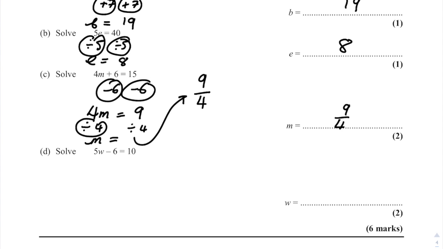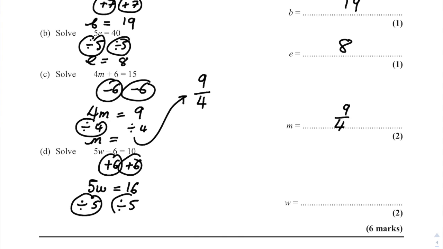So for D, we've got 5w minus 6 equals 10. We're going to plus 6 on both sides. So this is going to give you 5w equals 16. So you've got to divide by 5 on both sides, and then you get w equals 16 divided by 5.